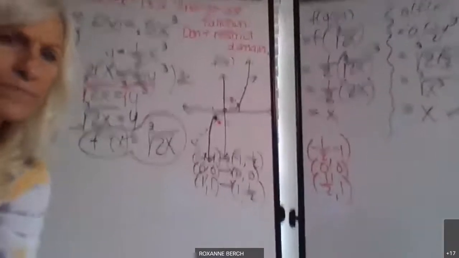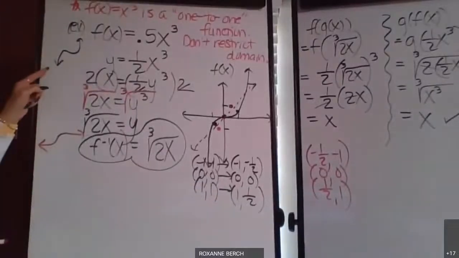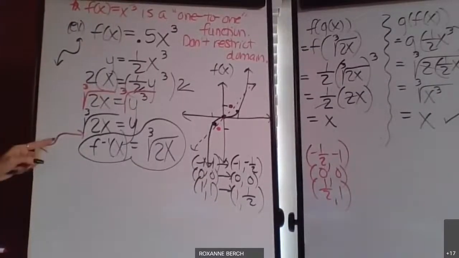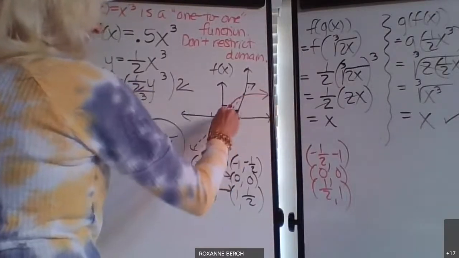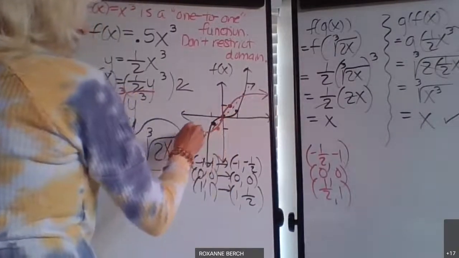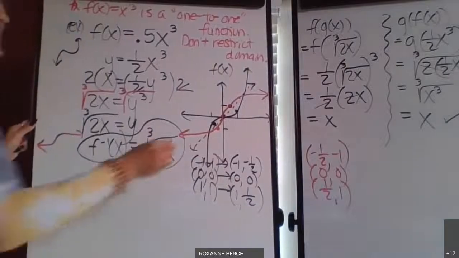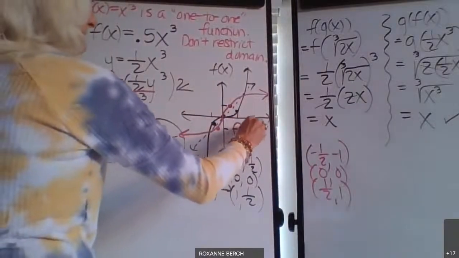Can you guys see this? The cubic goes up and down, and the cube root goes left and right. So this one's going to go to the right, and this guy's going to go to the left. And there's your inverse.